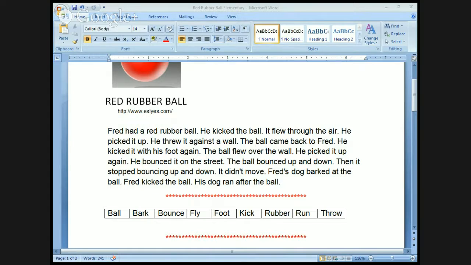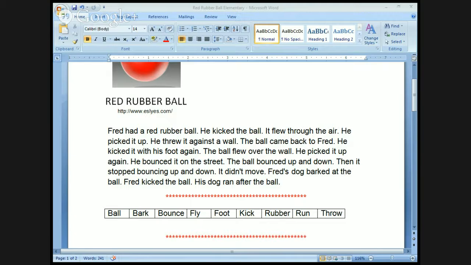He threw it against a wall. What was thrown against a wall? A red ball was thrown against a wall. Who threw a ball against a wall? It was Fred who threw a ball against the wall.